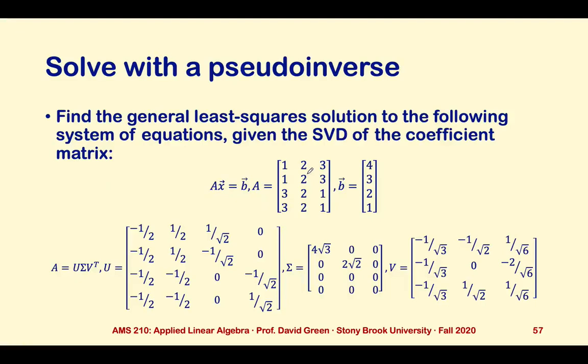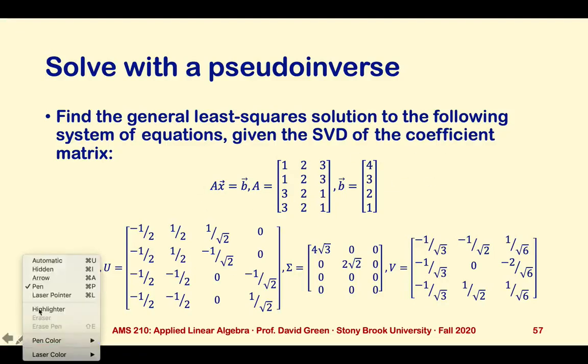Now, moving on to a last example, how can we solve a problem using a pseudo-inverse given by the SVD? Can we find the general least squares solution to a system of equations given the singular value decomposition of the coefficient matrix? And our system is given here. Let's just take a quick look at what this system looks like.